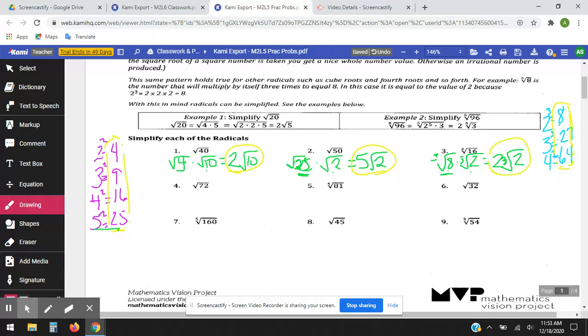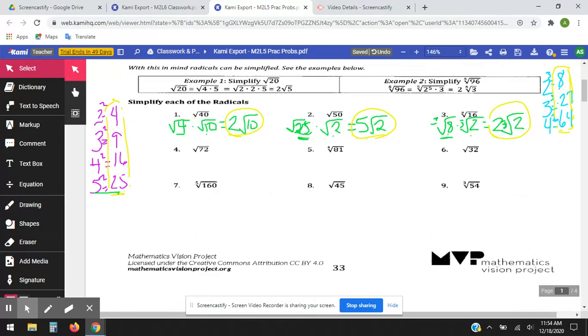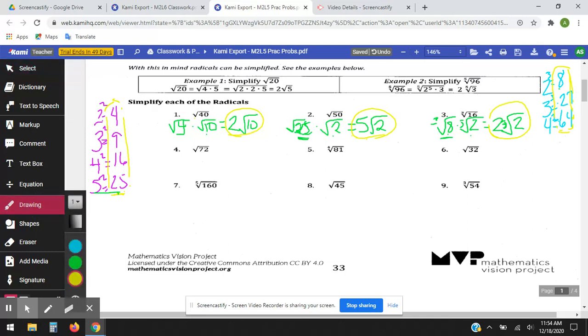Now number 4 tends to catch people. I'm going to scroll up just a tad. So, square root of 72. For this one, we can use a number we have here. We have a 9, but we can actually go bigger than that. I can go to 6 squared and do 36. I'm going to do it both ways so you can see what happens if you don't pick the biggest number that goes in.